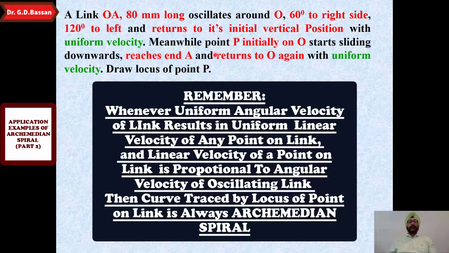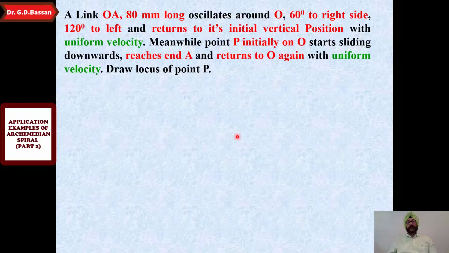Here again the sliding movement and the oscillating movement are both uniform. That is why this is called an Archimedes spiral. So let us start drawing the example.